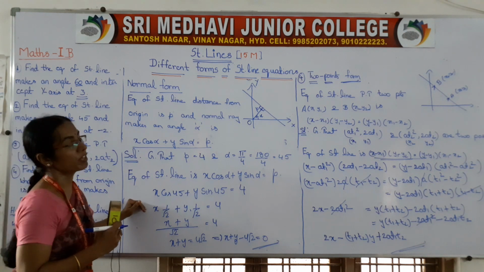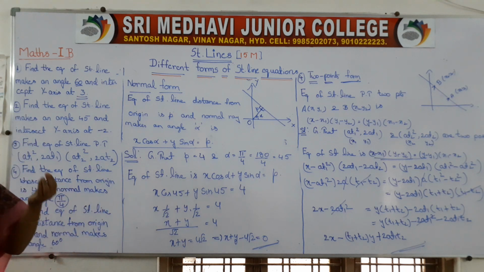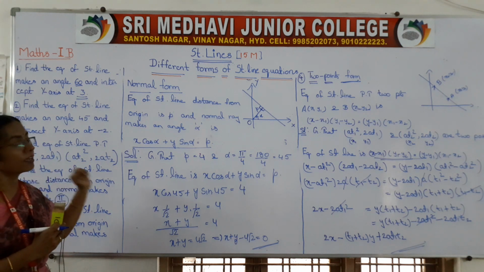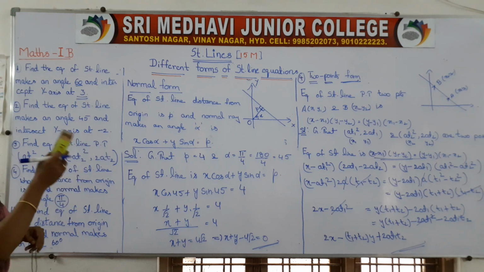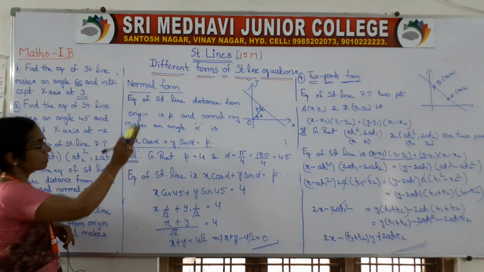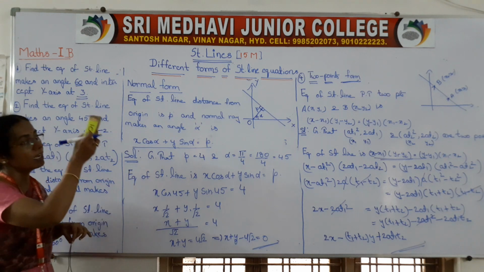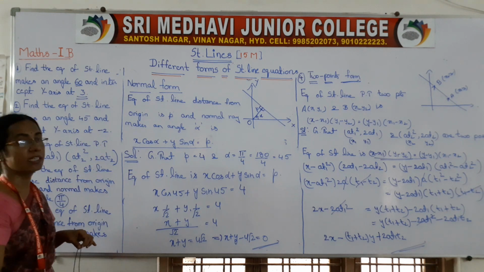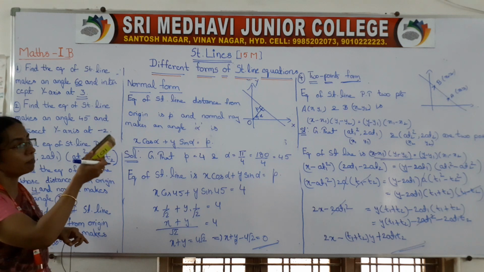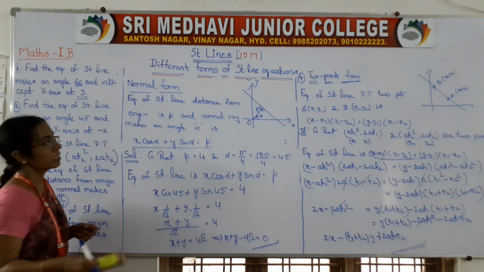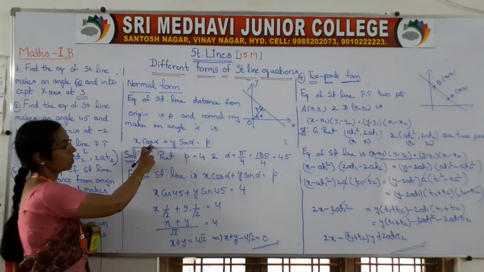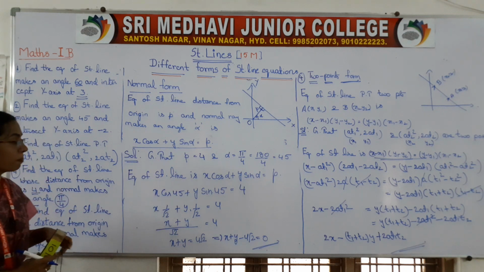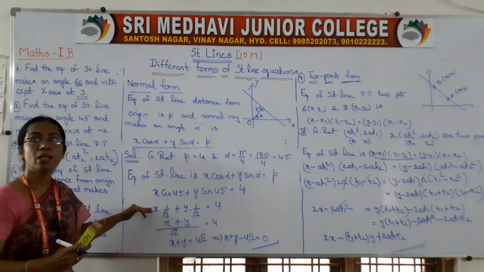So in this class we covered the slope intercept form, the 2 points form, then the normal form. 2 points form means if the straight line passes through 2 points, you take that formula. And normal form means if the line has a distance from origin and its normal makes an angle alpha with the x-axis, then we go for the normal form, x cos alpha plus y sin alpha is equal to P. So this is your normal problem.